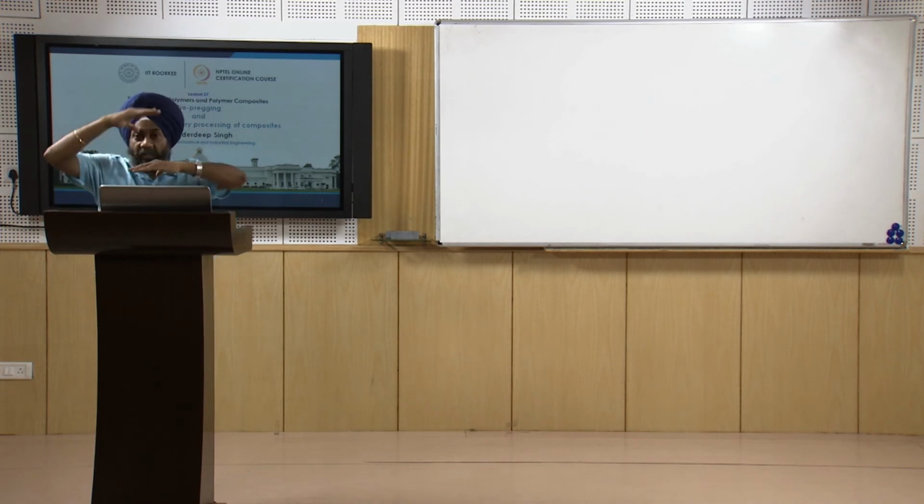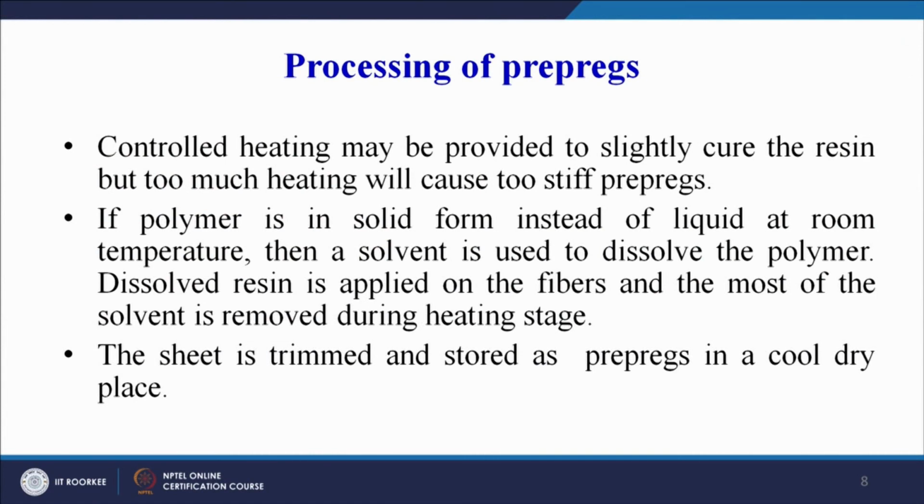So two things have come here which are the important control variables. First one is the compaction, that is the pressure that we are applying onto this assembly, and second one is the temperature that we are exposing this sandwich assembly to. So controlled heating may be provided to slightly cure the resin, but too much heating is also not required because it will make the pre-peg too stiff.